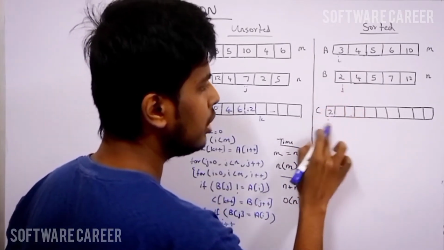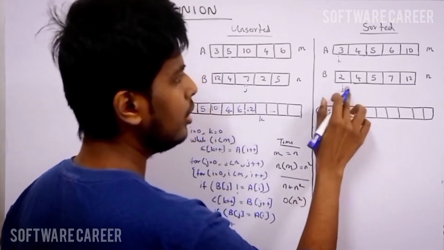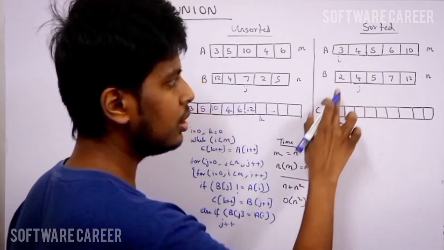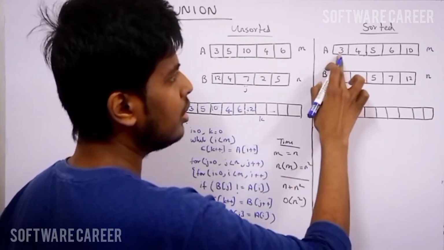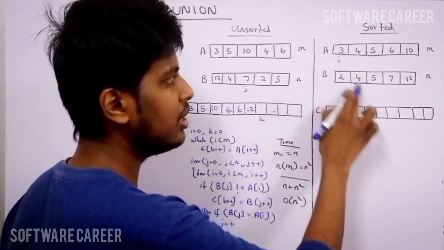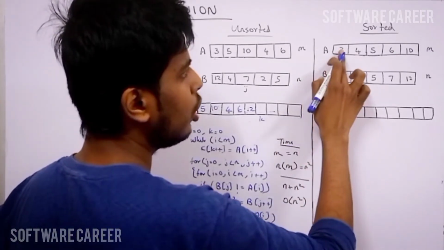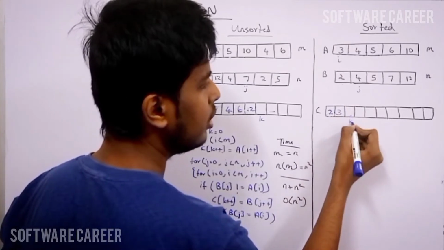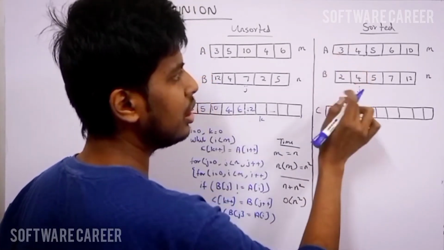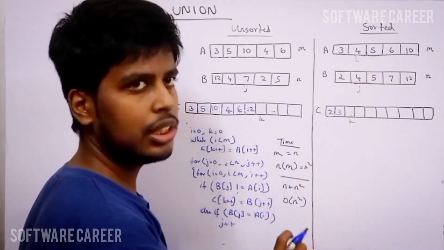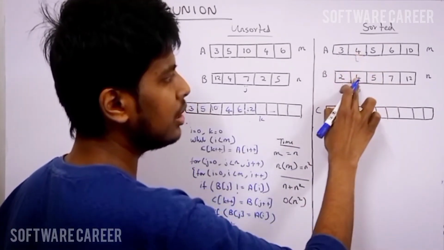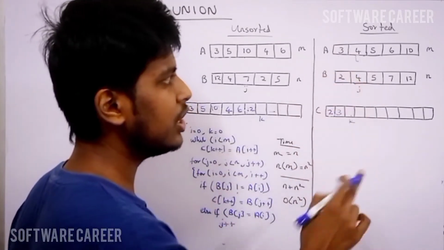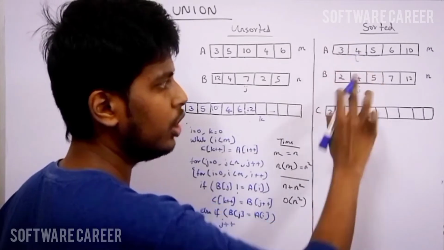Then what you should do? You should increase this k value. And you should increase this j value, because this is less. Now you should compare whether 3 is less than 4. Yeah, A of I is less than B of J. So you should copy this 3 over here. Now K gets incremented, then this I gets incremented because this is less. Now I gets incremented. Now you should compare whether 4 is less than 4 or 4 is greater. A of I is less than B of J, or it's greater than B of J or equals to B of J. It's equals, 4 equals to 4.